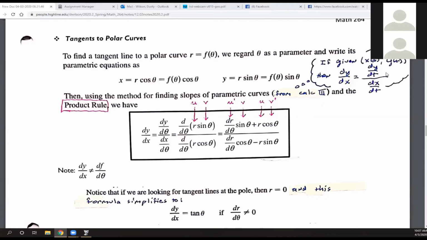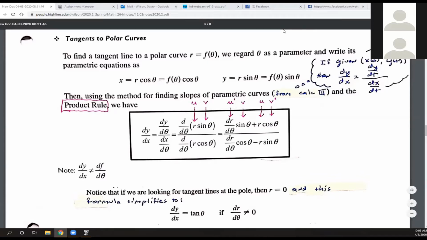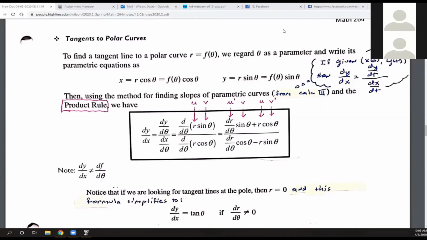And so if x is equal to r cosine theta, we can find dx/dt, or in this case, dx/d theta. We need to find dy/dt, or in this case, dy/d theta. And so you go through, use the product rule, and you find this formula. So here's your key formula. It's coming out of the product rule. You can see that product rule happening here.